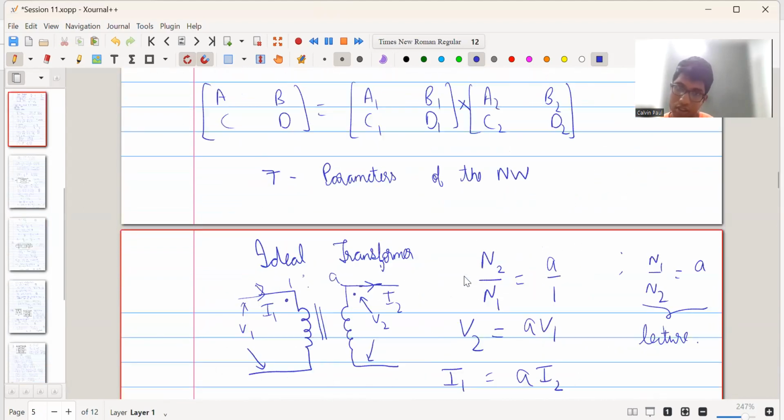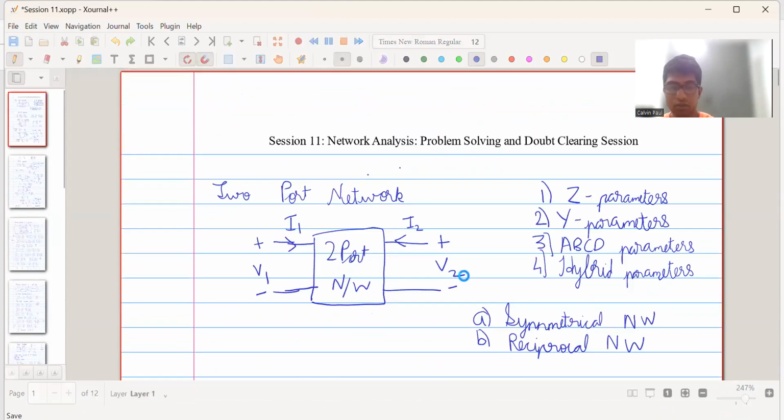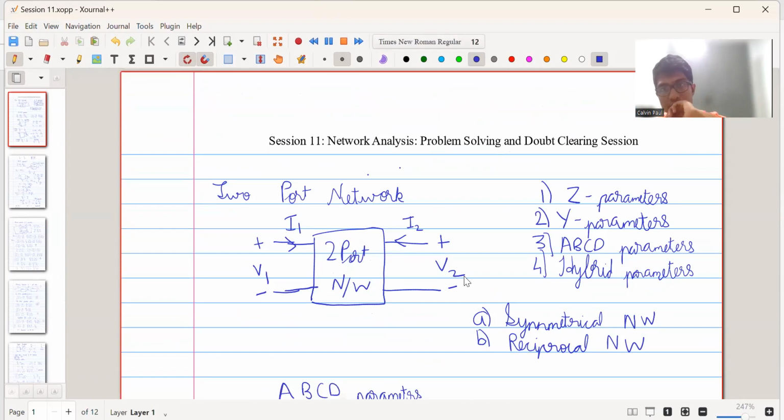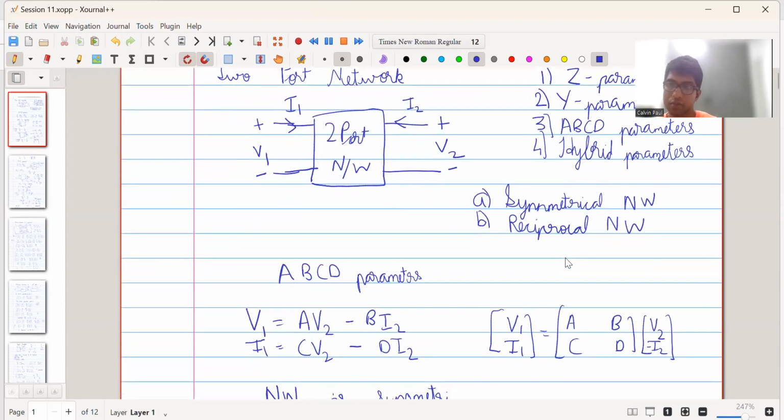So thus we have solved the various sums as well as considered the necessary theory. This would be very useful for you while you attempt the exam for network analysis. So all the best.